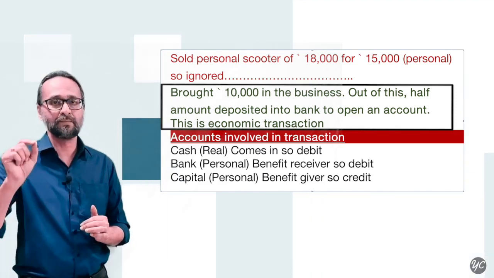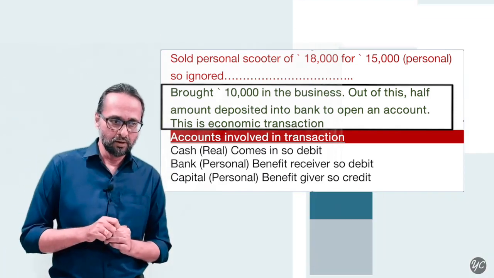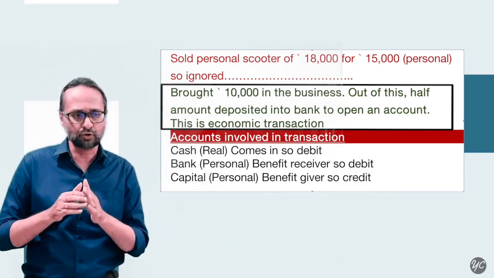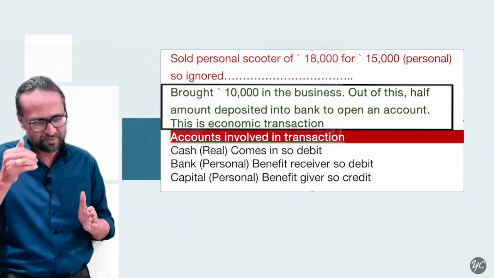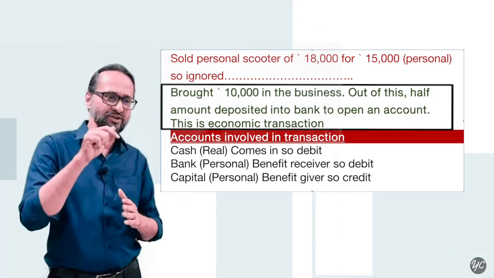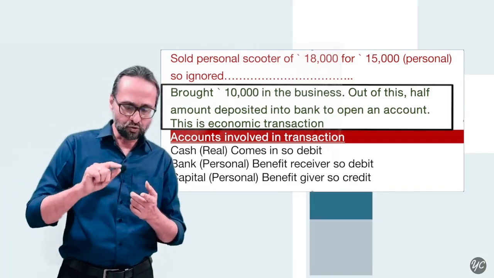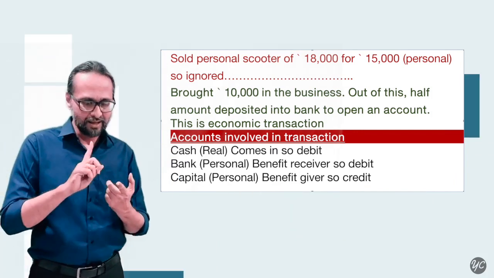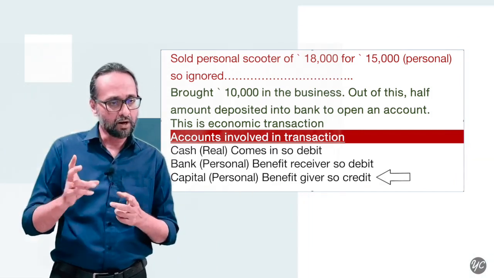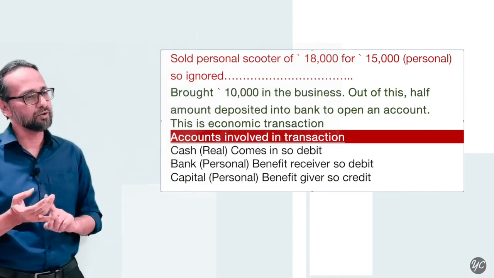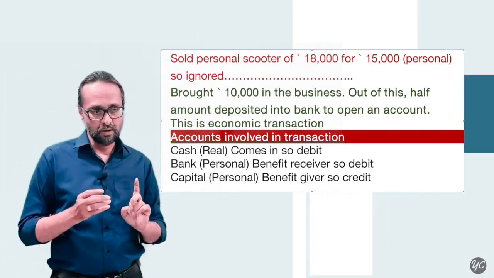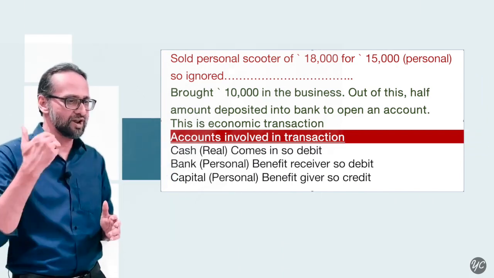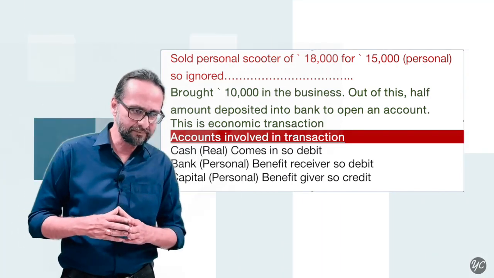And out of which what happened? Half the amount is deposited in the bank. So the second portion is what? Brought 10,000 to the business. So the total amount brought into the business is 10,000, out of which half is deposited in the bank. So how many accounts are associated with this second part? Number 1 is capital of 10,000. Number 2, cash account. And number 3, bank account. Cash is a real account. So cash comes in, so definitely the cash account will be debited.